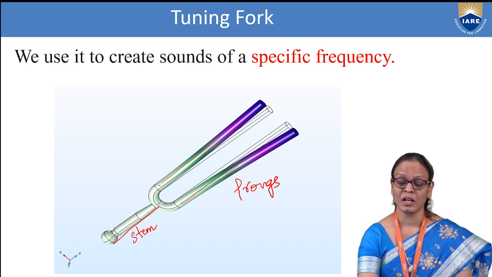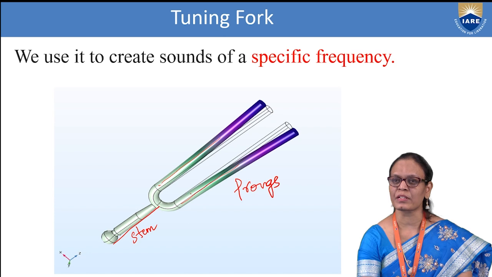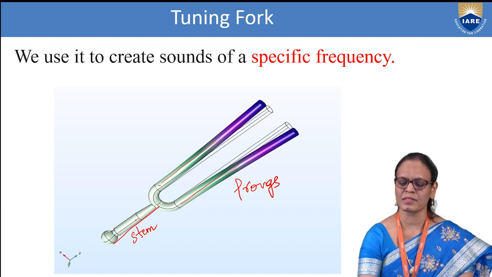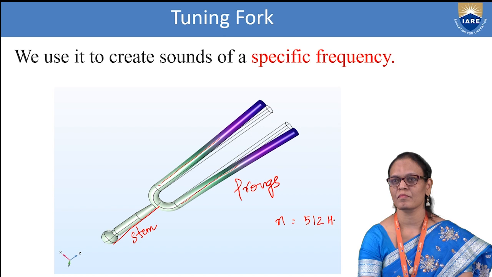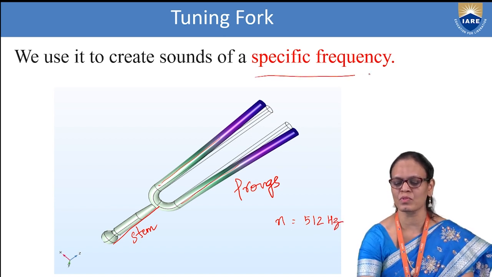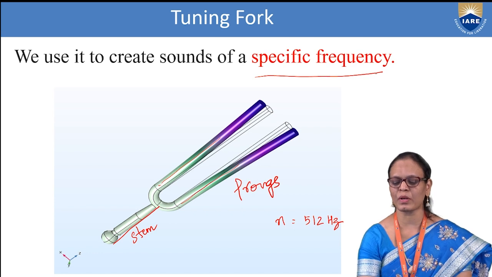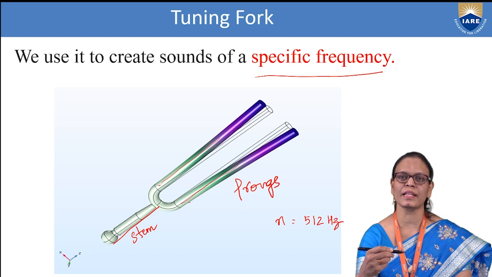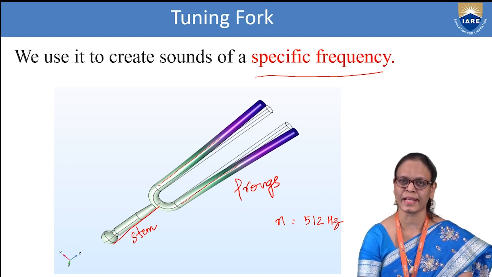The frequency of this tuning fork will be mentioned by the manufacturer on it. Say this is a tuning fork of frequency 512 Hertz. So this can be used to create sounds of this particular frequency. The specific frequency here is 512, which means these prongs will oscillate or vibrate 512 times per second.